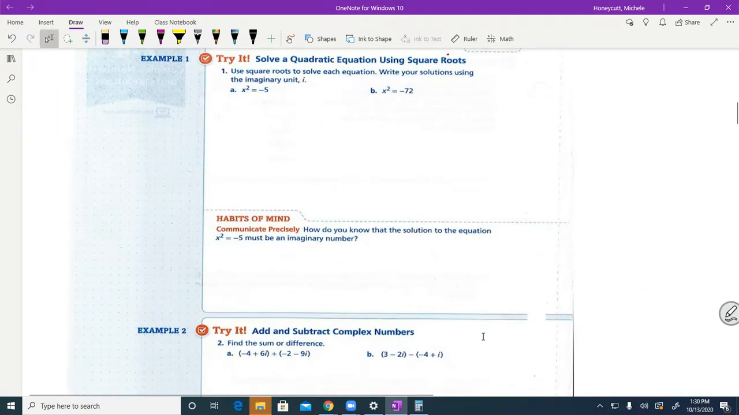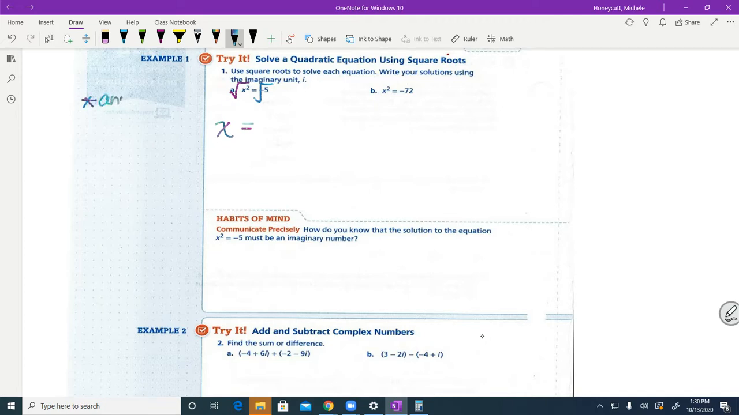So example 1, solve a quadratic equation using square roots. And we've got similar examples. So x squared equals negative 5. So what I'm going to do is take the square root of both sides. The square root of x squared is x. The square root of negative 5, we're going to handle another way. And by the way, anytime you take the square root in an equation, you need to write a plus or minus.